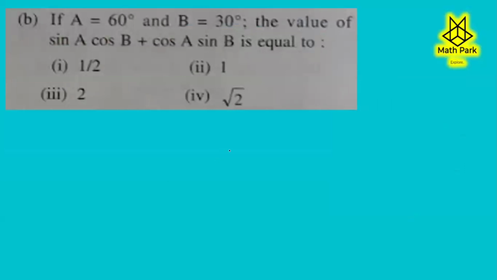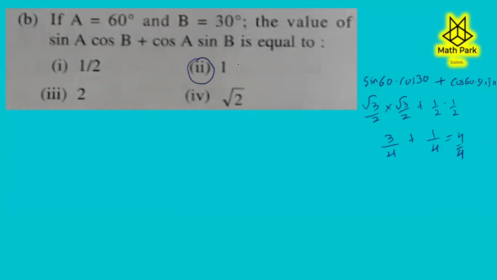If A is equal to 60 and B is equal to 30, find the value of sin A cos B plus cos A sin B. So sin A means sin 60, cos B means cos of 30, plus cos A means cos of 60, and sin B means sin of 30. Let us put the values. Sin 60 is root 3 by 2, cos 30 is again root 3 by 2, plus cos 60 is half and sin 30 is half. So root 3 times root 3 is 3, 2 times 2 is 4, plus 1 upon 4, which is 4 by 4, and that is 1. So this is the correct option.